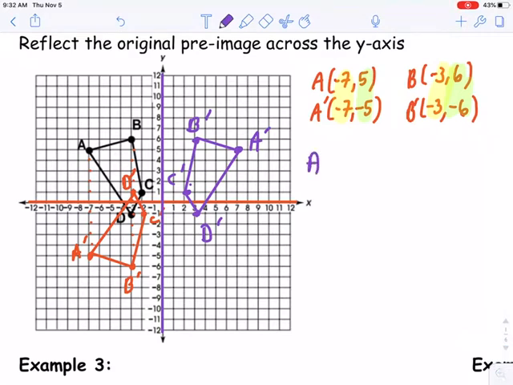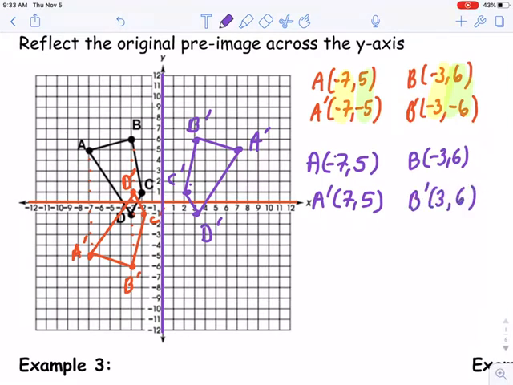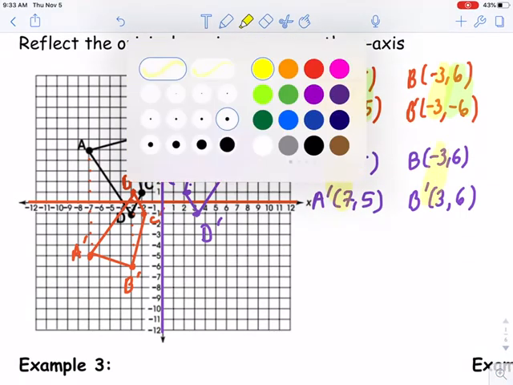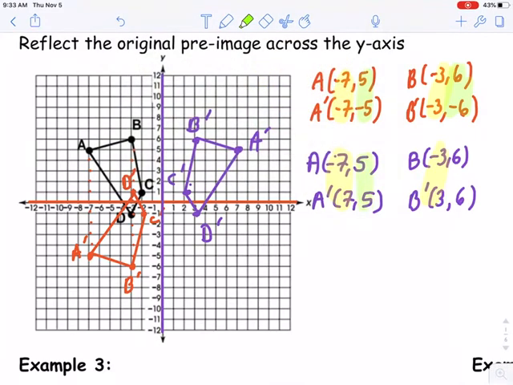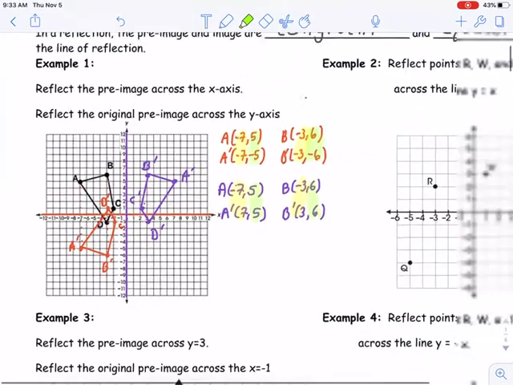And then let's just emphasize things again. A, negative 7, 5. In this case, now A prime is 7, 5. B was negative 3, 6. And in this case, B prime was 3, 6. So notice how the x's, their signs change when you go over the y-axis. And the y value stayed the same. So that's it.